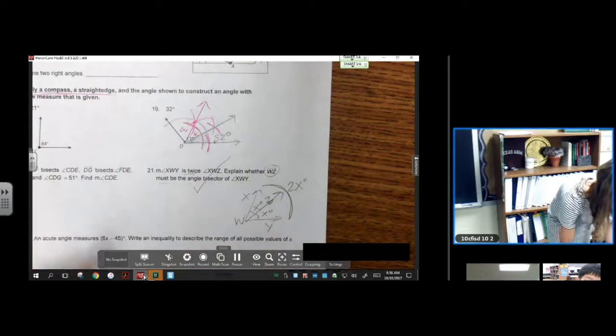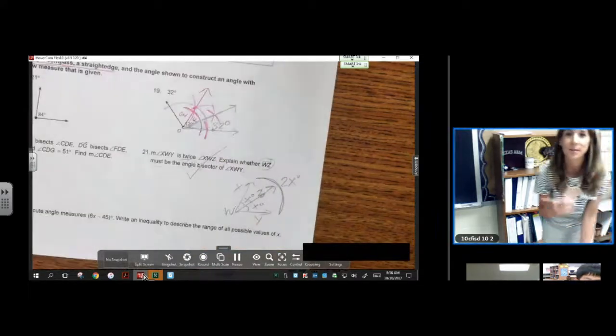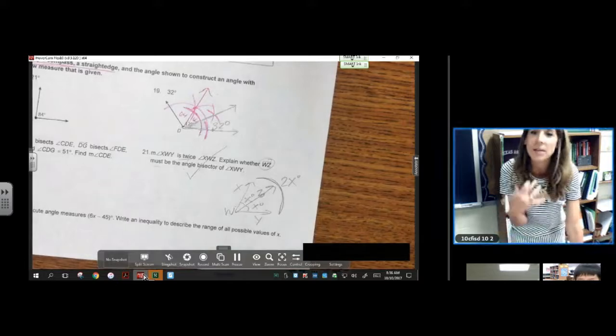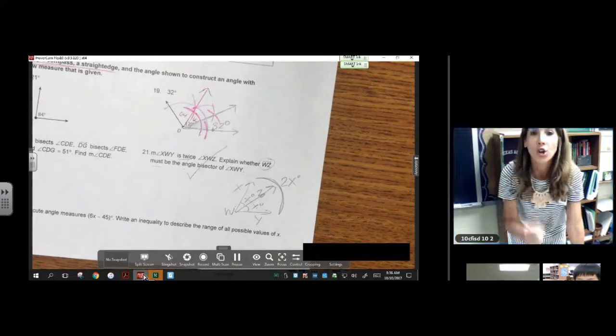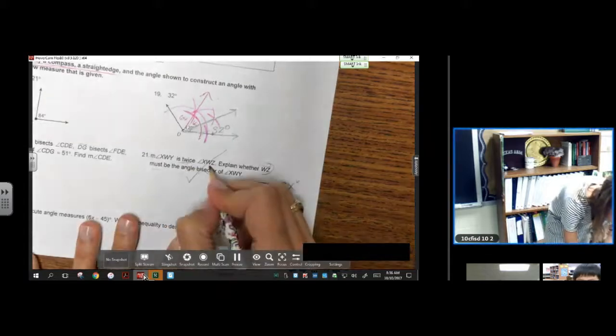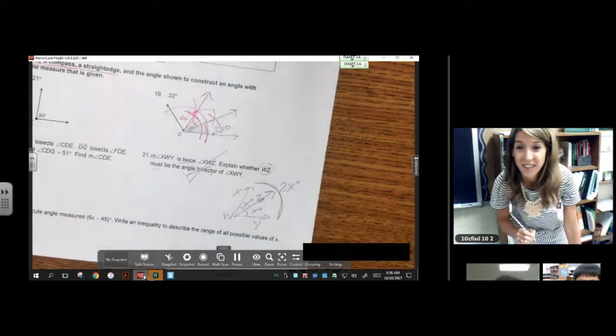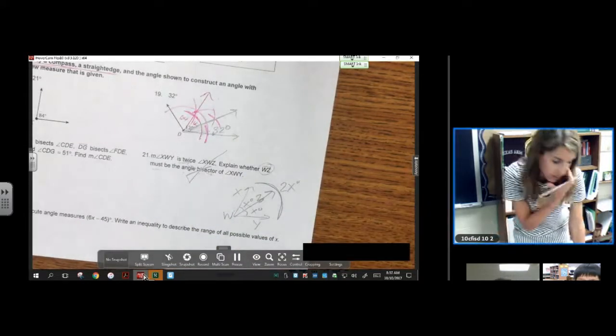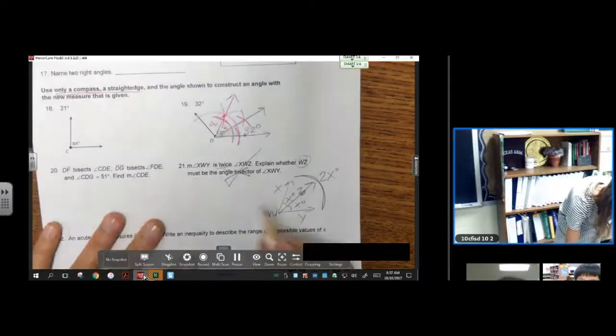So this one, good. But here's where the deeper thinking part comes into it. Could I draw that same situation, but it not be an angle bisector? Could I draw it? Would it be a correct picture? So then you have to play with it.